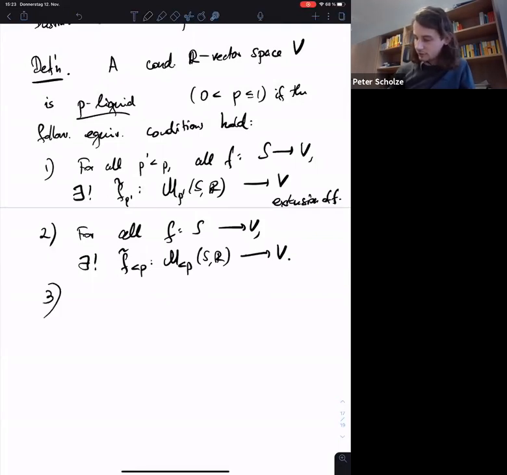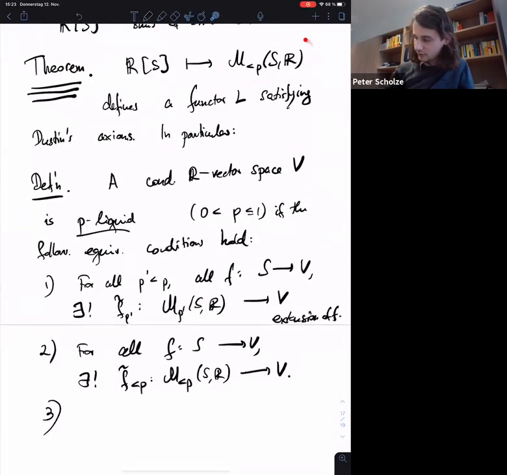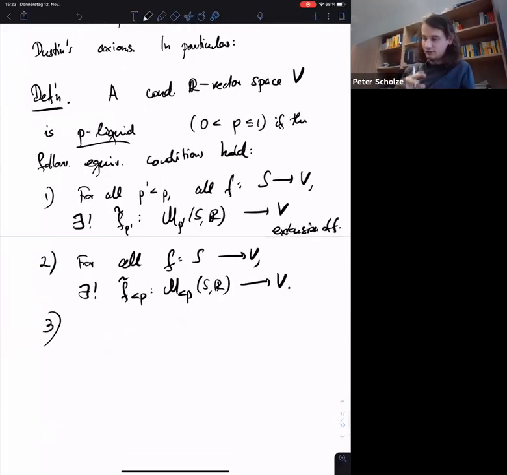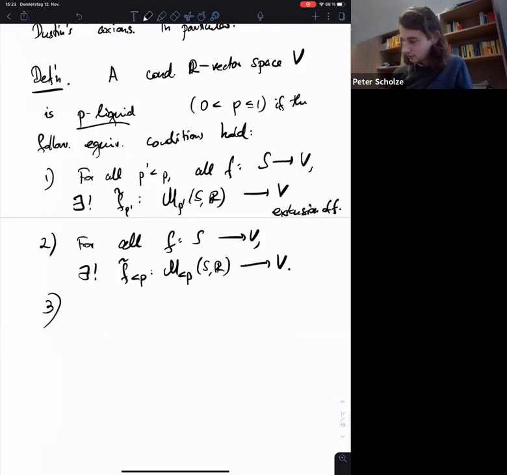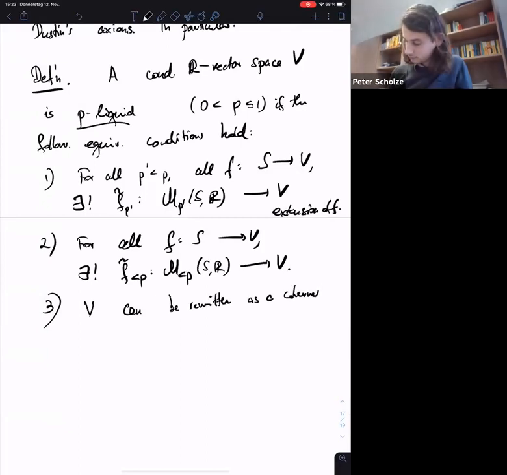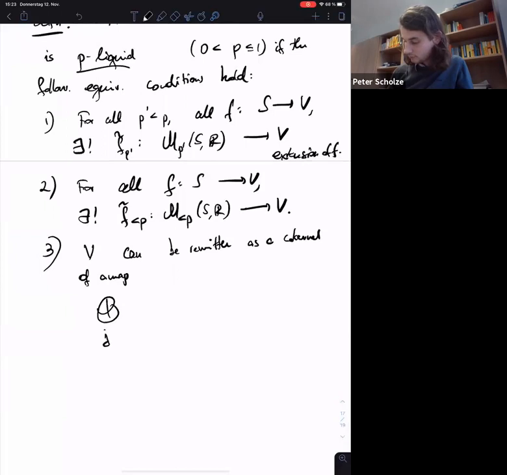So this was the one characterization that Dustin gave: the ones that lie in this full subcategory generated by these things are the ones where any map from these guys extends to here. And then there was a different description, somehow the category generated by those. One way to say that is that V can be written as a co-kernel of a map from some direct sum of less than p measures and some direct sum of less than p measures and some S R's.